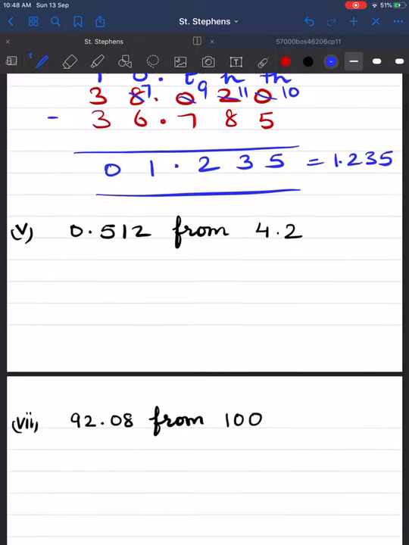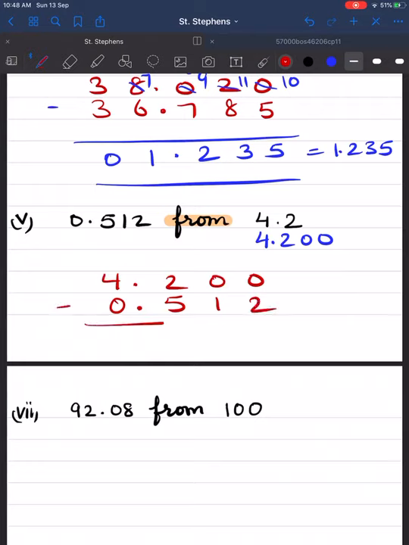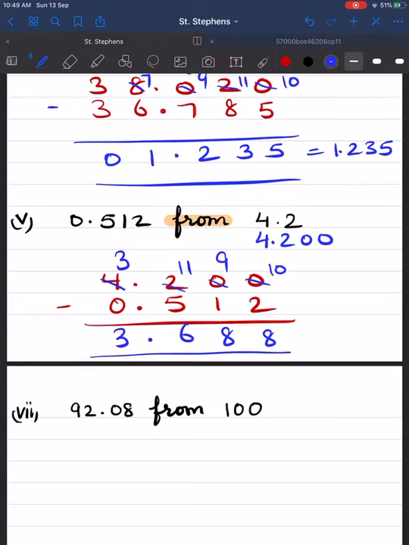Subtract 0.512 from 4.2. Here let's write 4.2 as a like decimal having 3 decimal places, so we get 4.200. Here again there is "from", so we write the second decimal number on top, 4.200, and we write the first decimal number 0.512 below it, and we subtract. So here we get 10 minus 2 is 8, 9 minus 1 is 8, 11 minus 5 is 6, decimal below decimal, and here 3 minus 0 is 3. So we get 3.688. Let's do seventh part.